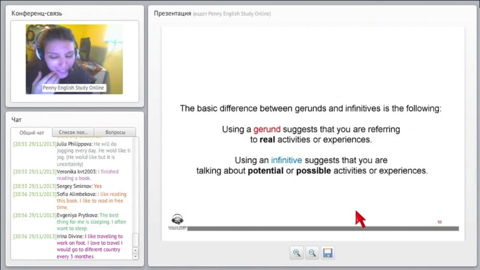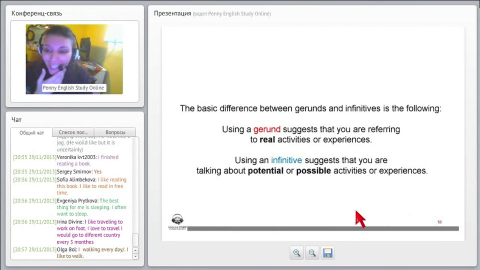Yes, okay, that's okay. I like reading this book. I like to read in free time. That's good, Sophia. Yes, I like reading this book. This is something that refers to a real activity. And I like to read in free time whenever it is possible. You like to read, exactly. Whenever that is possible, you like to do it. Good. Exactly. Okay. Now, Oksana, I'm going back to you.